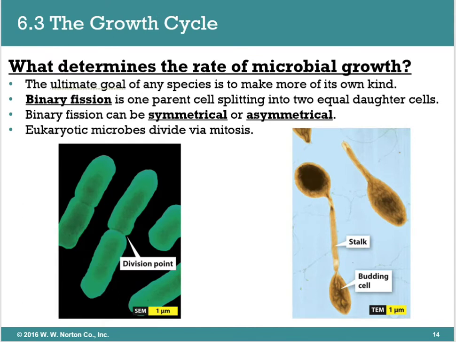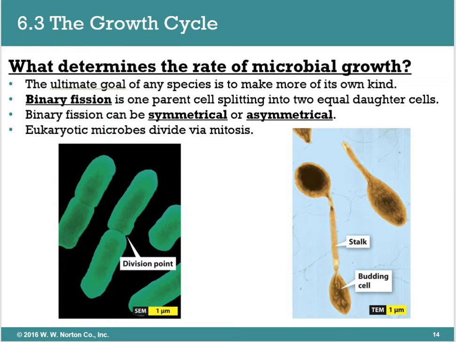Okay, so now we're going to transition into the last little bit about the bacterial growth cycle. What determines the rate of microbial growth? There are a lot of things that can determine it, but the ultimate goal of any species is to make more of itself, right? We all want little me's running around. The way bacteria do that is something called binary fission. This is where they make a copy of themselves and then split into equal cells. So remember, bacteria do not have sex. They don't have sex, okay? I can't say that enough.